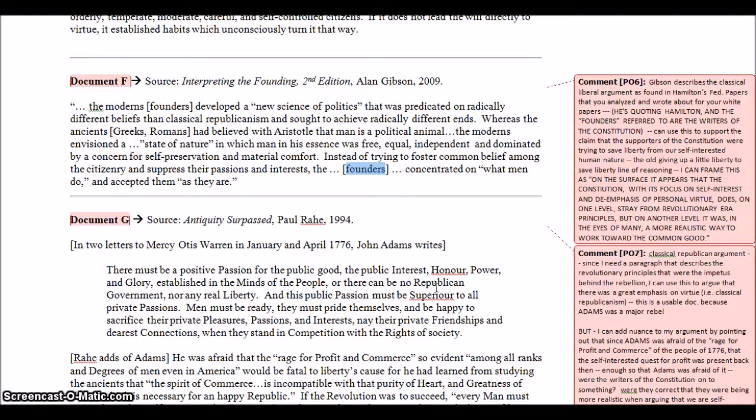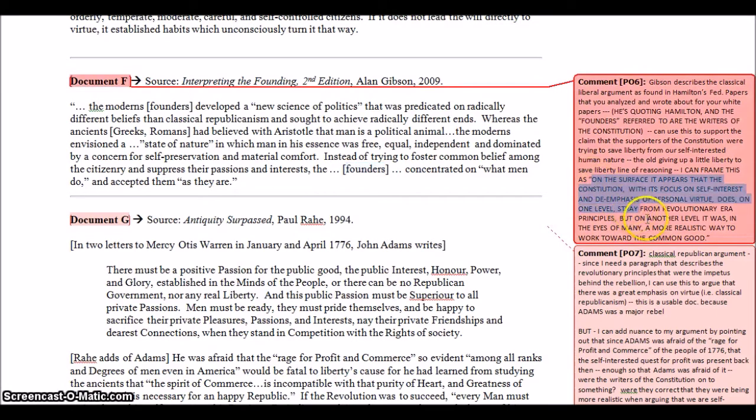So I can frame this as, quote, and you can use these exact words. It's okay in your essay. Quote, on the surface, it appears that the Constitution, with its focus on self-interest and de-emphasis of personal virtue, does, on one level, stray from revolutionary-era principles. But on another level, it was, in the eyes of many, a more realistic way to work toward the common good.